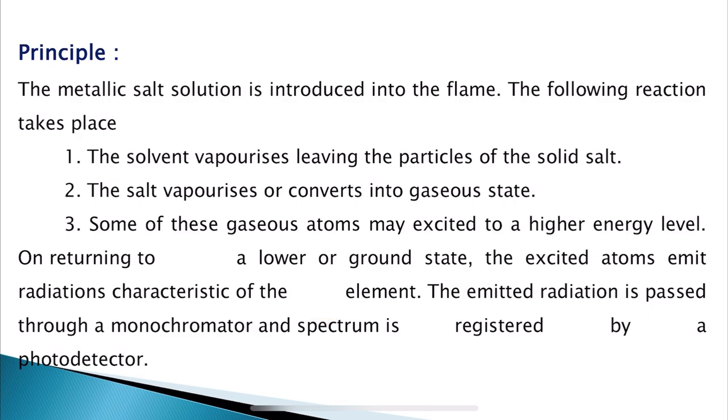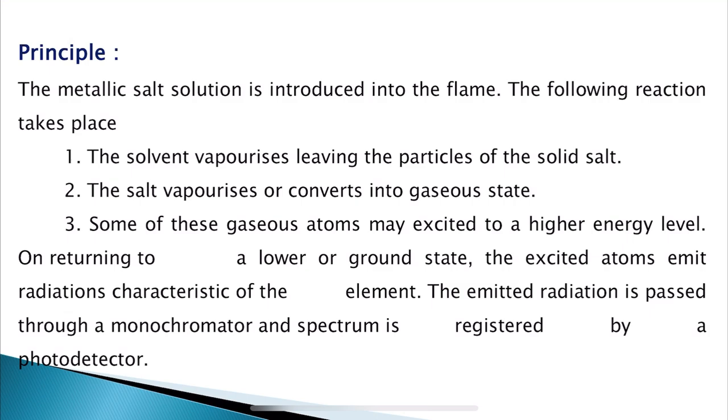When it absorbs energy, it will be excited to the higher energy state, but it can't stay in the higher energy state for a long time. It has to come back to its original state, the ground state, the relaxation state. While returning to the ground state, what happens? It re-emits the energy which it has absorbed in terms of flame or heat. Okay. So, for that re-emission of energy, the emitted radiation is passed through a monochromator and the spectrum is registered.